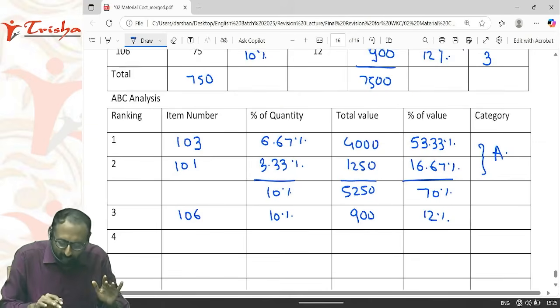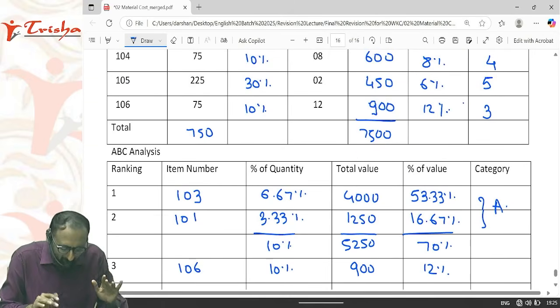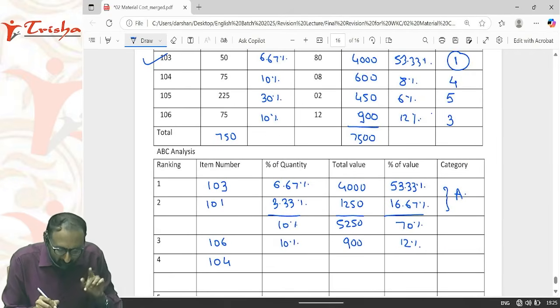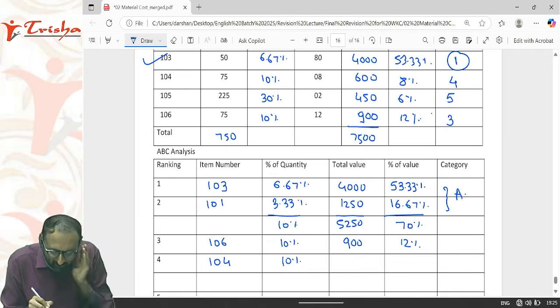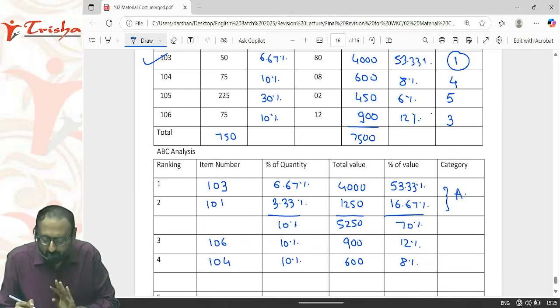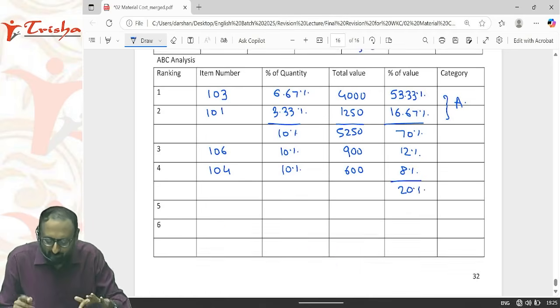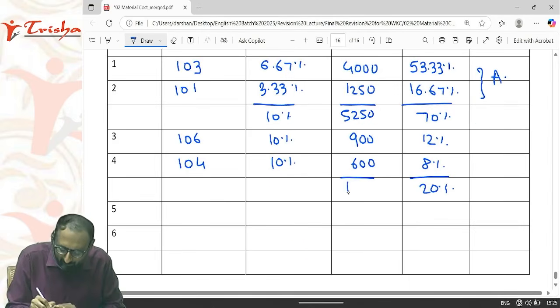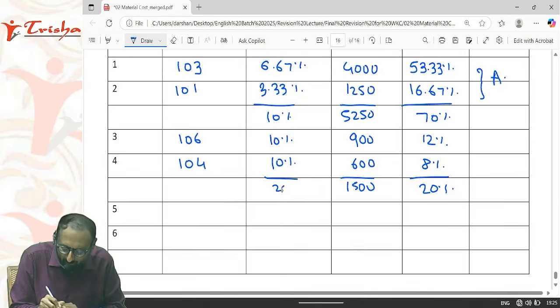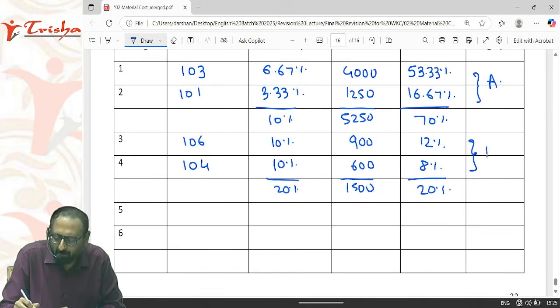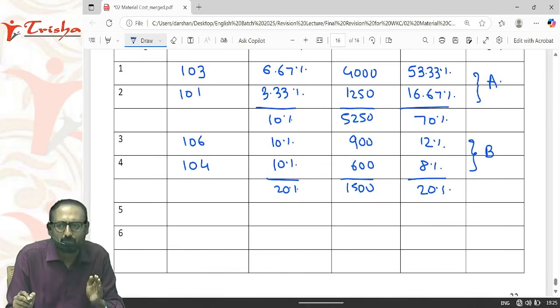So fourth rank product, please check which one is the fourth rank product. Is it 104, sir? Yes or no? Next one, percentage of quantity is 10%. Amount is 600 and is it 8%, Prabhu? Sir, check whether 20% is over. Done, Sirji. Amount will be 1500. Quantity total will be 20%. Sirji, it will be your B category and all remaining goods will be classified into C category.